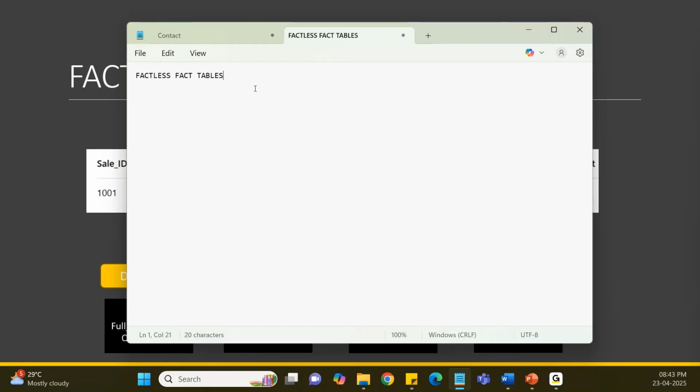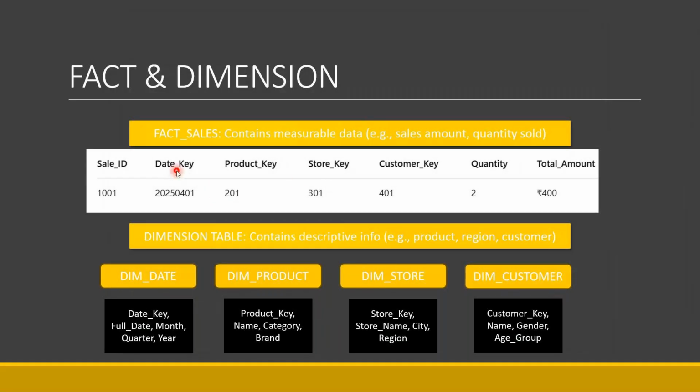This is one of the interview questions that is mostly asked, so maybe you can note this down. You can even Google this after the session as well. So factless fact tables will hold only key columns. They will not have measurable information. But if a fact table has key columns and measurable information, then it's a normal fact table.